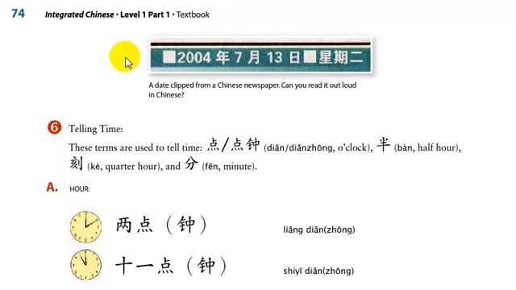On page 74, there's a date here clipped from a Chinese newspaper. So this is 2004年7月13日星期二. So 2004, July 13th, and it's Tuesday.